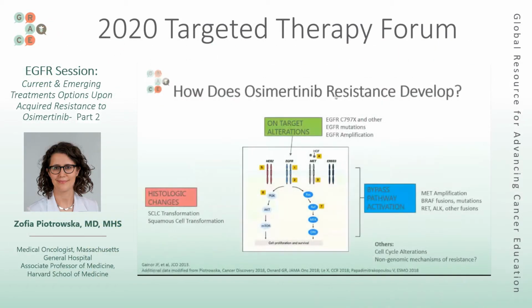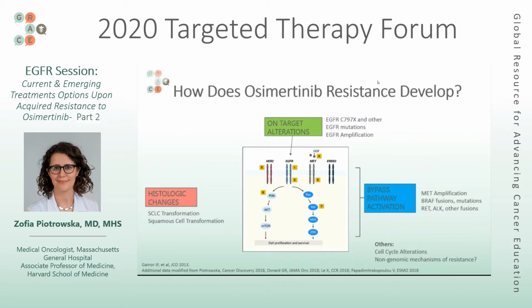So how does osimertinib resistance develop? This is a schematic, which I think helps put these different resistance mechanisms that we've learned about into a framework. And this is a framework that we also used with older types of EGFR inhibitors. And indeed, it's a framework that in the ALK session right now, they're also using to talk about how cancers can become resistant to targeted therapies.